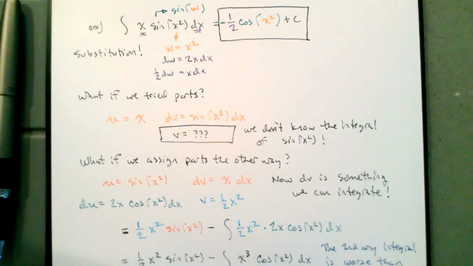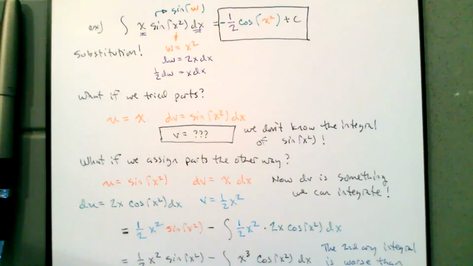Yes, Professor Leach, just a quick question. On the example, it said, what if we try parts? So the dv equals sine x squared dx. How come we cannot take the integral, the v? We don't know that. We don't know what the antiderivative of sine of x squared is. Oh, so we don't know, huh? Yeah. It's not cosine of x squared because the derivative of cosine of x squared is cosine of x squared times 2x. Okay, I will do more review on that. Thanks, Professor Leach.